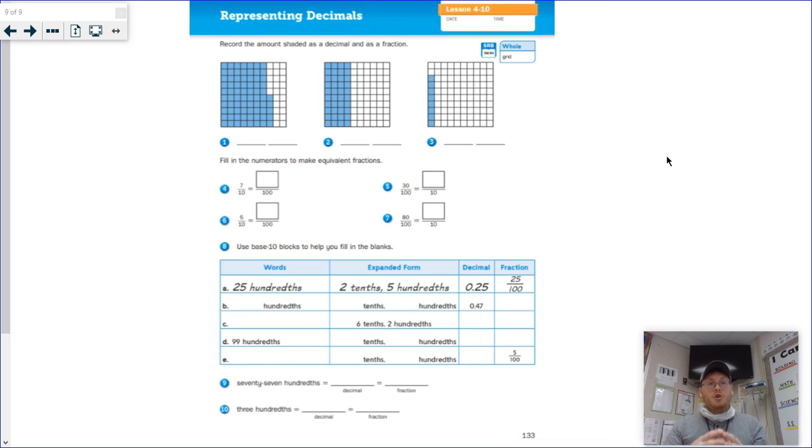But this is just a review on the decimals that we've learned with fractions, okay? So you should be all good with that. If not, reach out to your teacher. They should be able to help you with this lesson, okay? Now, this is a short, really quick lesson. Like I said, if you need more help, let us know.